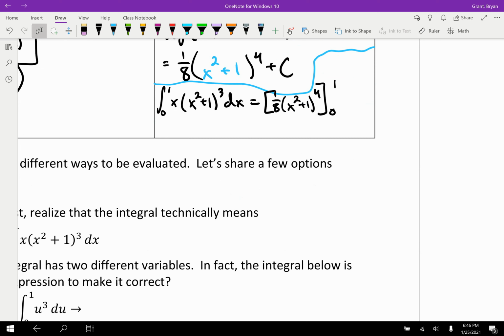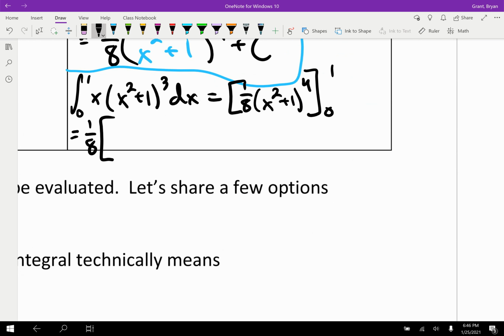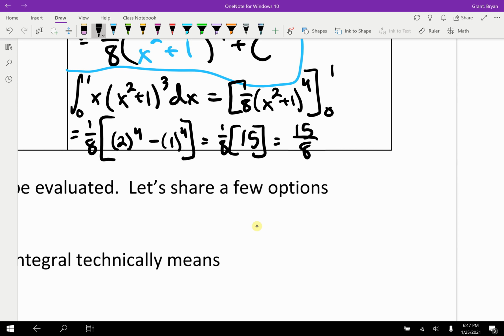Okay, so let's go a step further. I'm going to factor out the 1/8 here, and then start substituting in. If we substitute in 1, we get 1 plus 1, which is 2 to the 4th, minus substitute in 0. 0 plus 1 is 1 to the 4th. Continuing through, 2 to the 4th, 2, 4, 8, 16, minus 1 is 15. And so we end up with 15/8.